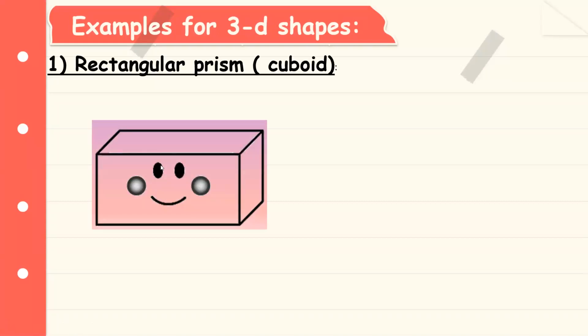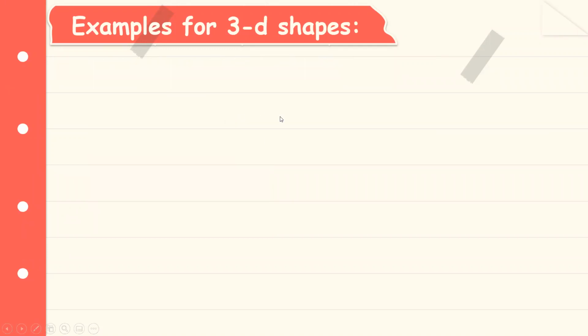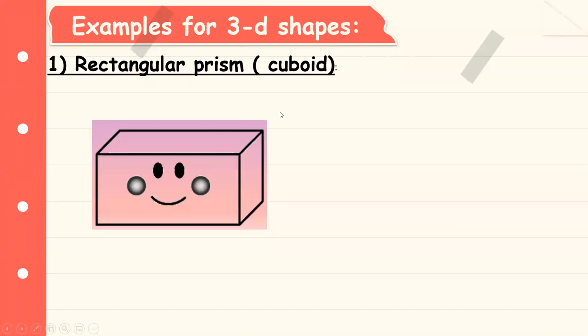Okay, my dear students, can you hear me now? We have recognized the 3D shapes. Okay, let's get to know them. First, we have the rectangular prism. Again, we call it rectangular prism, and we can also call it cuboid.